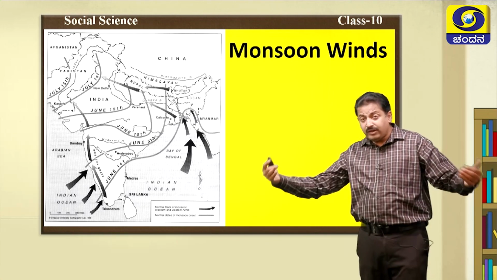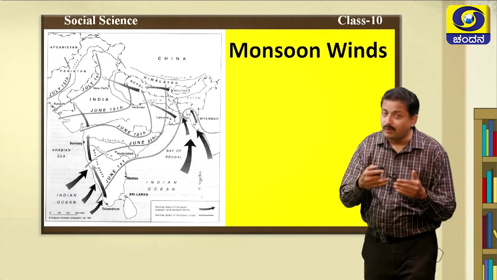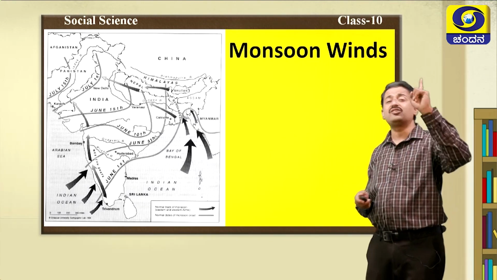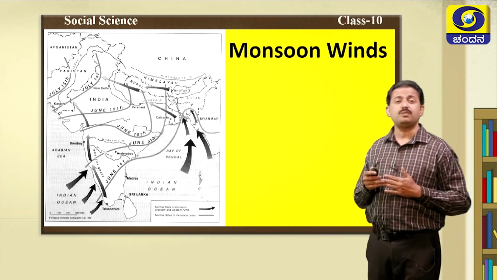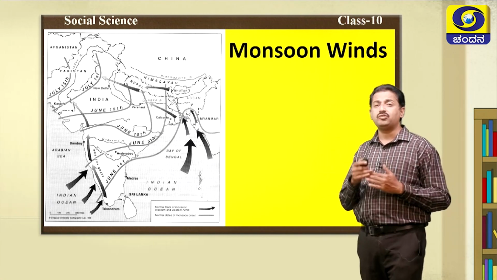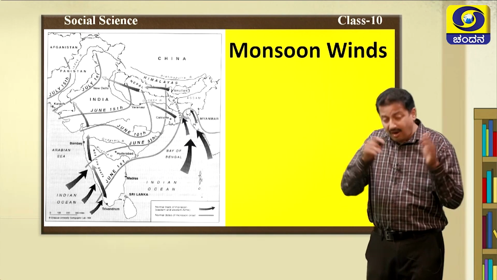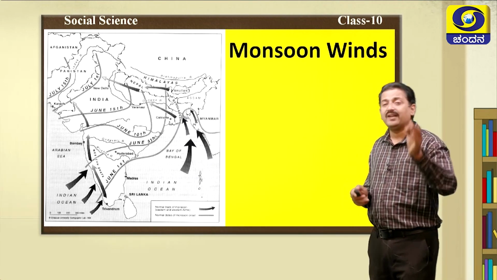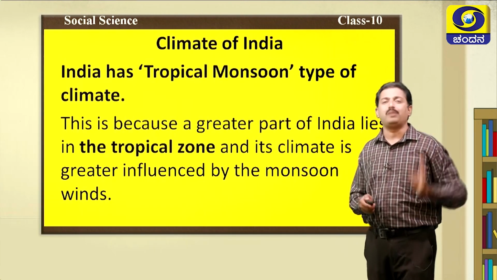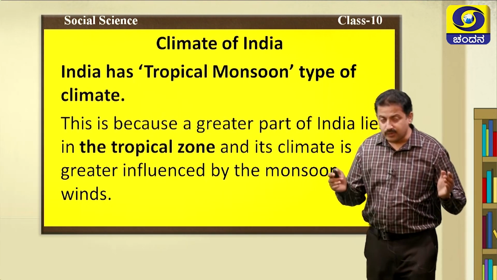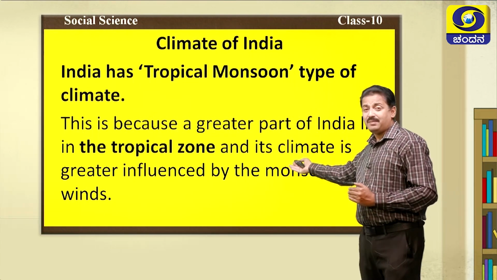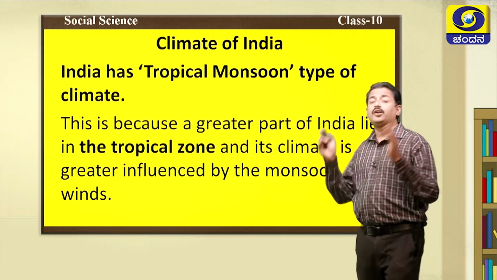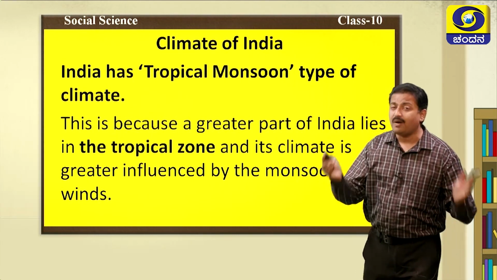Which type of winds are blowing towards that particular area, that decides the climatic type. Whether the place is influenced by southwest monsoon or northeast monsoon or temperate winds, all these factors decide the climatic condition of a place. Dear students, keeping these factors, India's climate is called tropical monsoon type of climate.